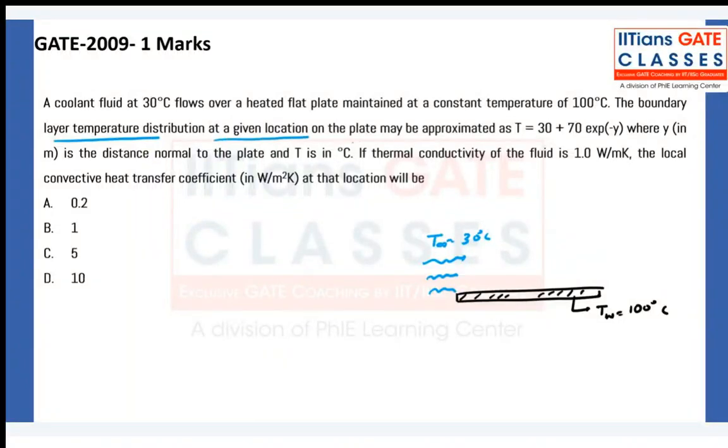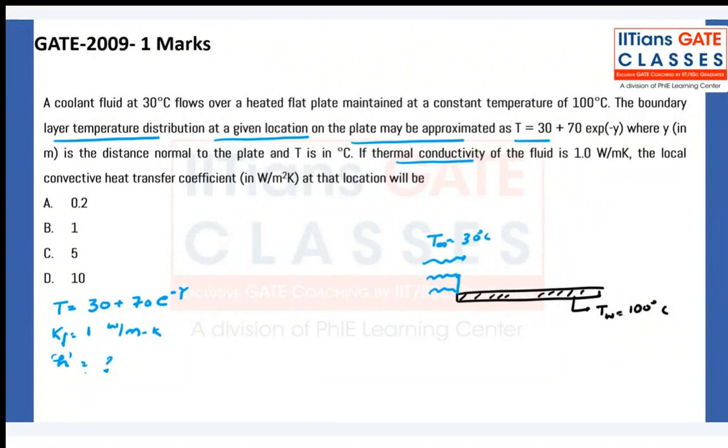So how does temperature change with Y? T equals 30 plus 70 exponential of minus Y, where Y is the distance normal to the plate. In this direction Y is changing. Thermal conductivity is 1 watt per meter Kelvin. Local convective heat transfer coefficient I need to find out.